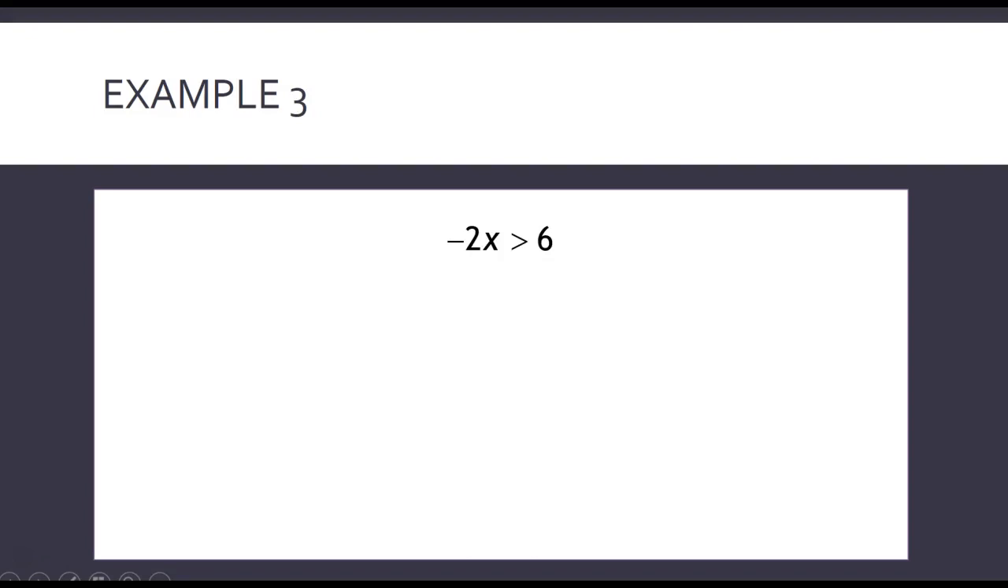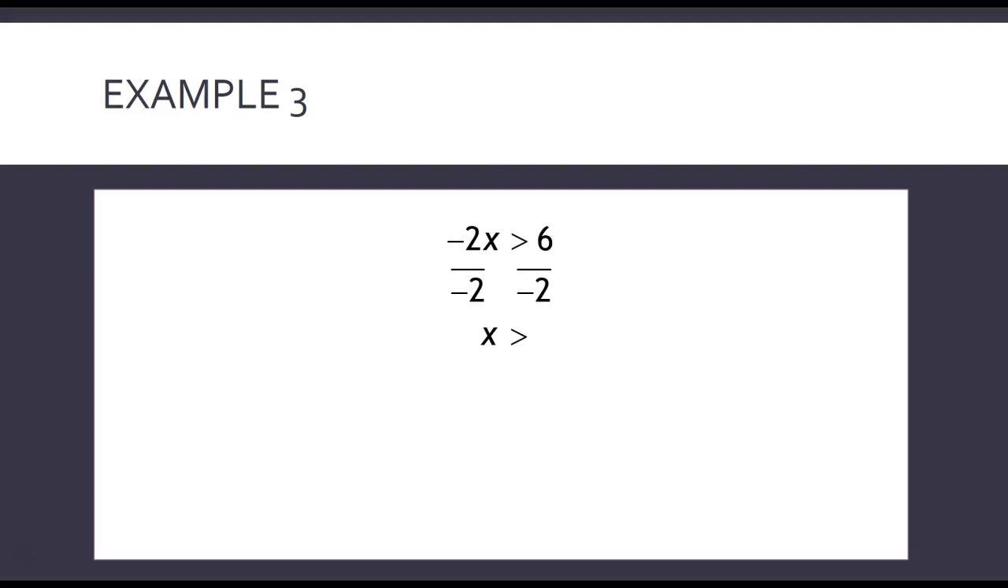The last example we're going to look at, negative 2x is greater than 6. We are going to be dividing by negative 2. Negative 2x divided by negative 2 is just x, and we would continue our symbol down. However, we are dividing by a negative.